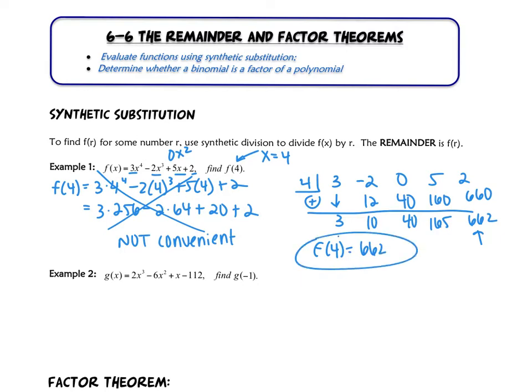662. Did we still have big numbers? Yes. Still have big numbers, but definitely easier than what we did initially. I will tell you, if we had finished it and put it into our calculator, we would still get 662.